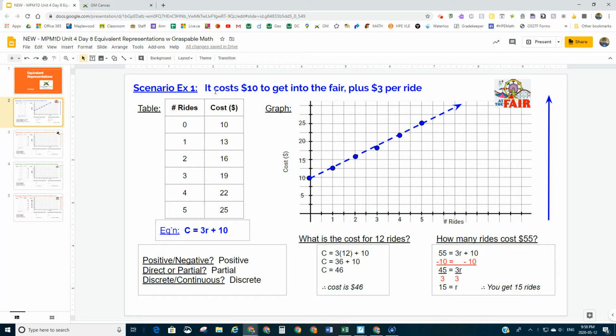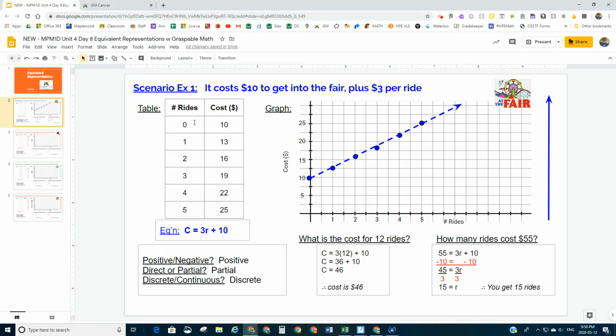In this particular one, we were looking at the cost is $10 to get in a fair and $3 per ride. Remember, we figured out a table of values, an equation, and graphed it, and then determined if it was positive, partial, and discrete. Remember, in this scenario, the 3 times r represents the rate of change of $3 per ride, or the slope, or the first difference. And the $10 was your flat rate, your initial value, your y-intercept.